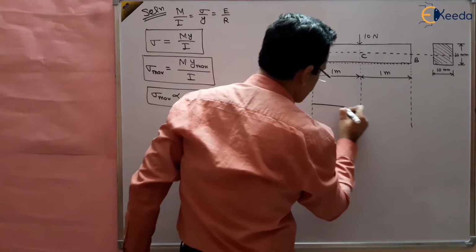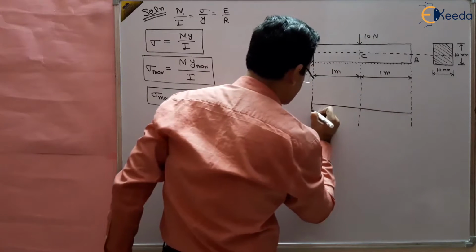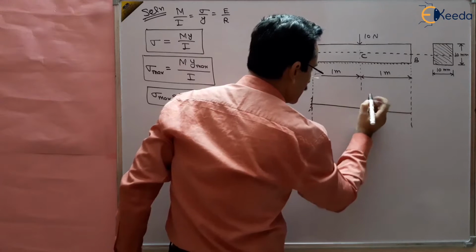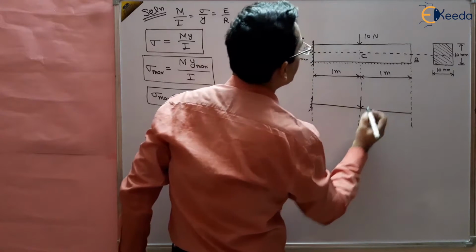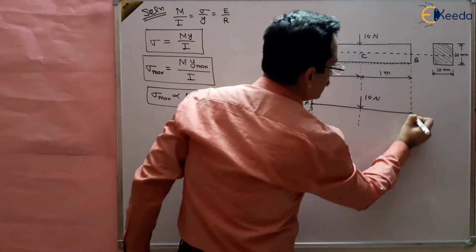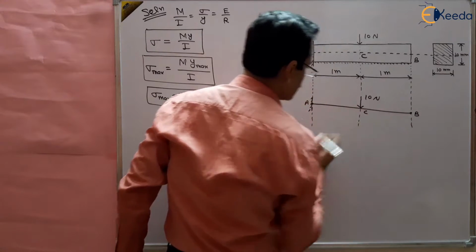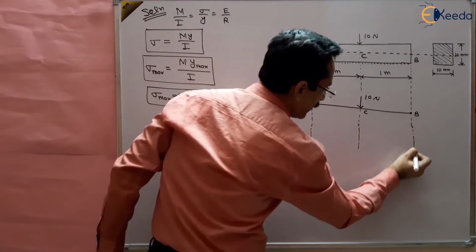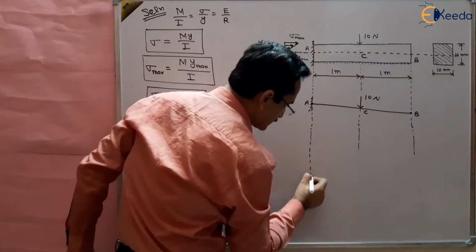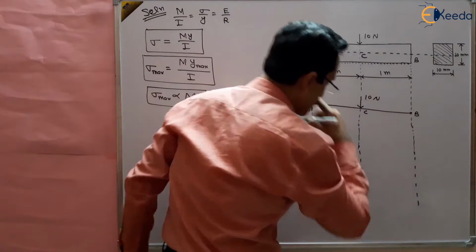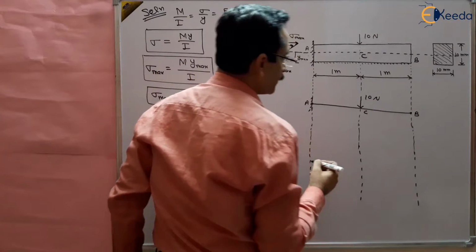I am making it a linear beam like this so that it is easy to see here. This is the 10 kilonewton load. The points are A, B and C. Now we have to draw the bending moment diagram, and from that bending moment diagram, the bending stress diagram can be drawn.